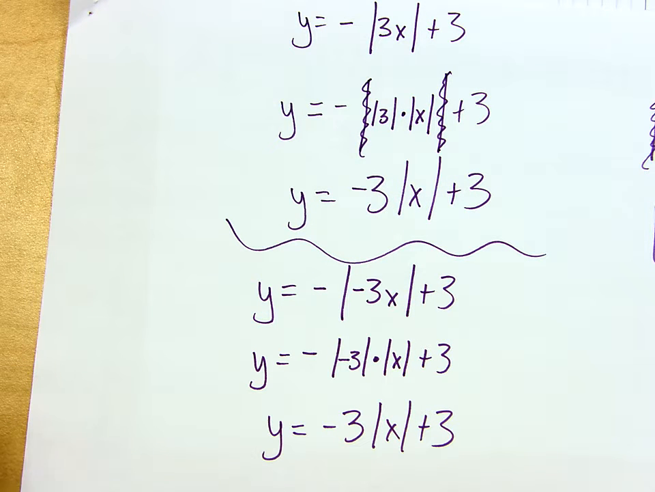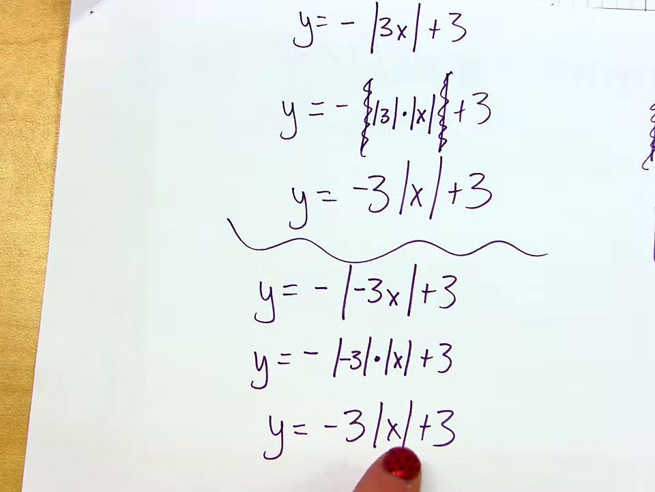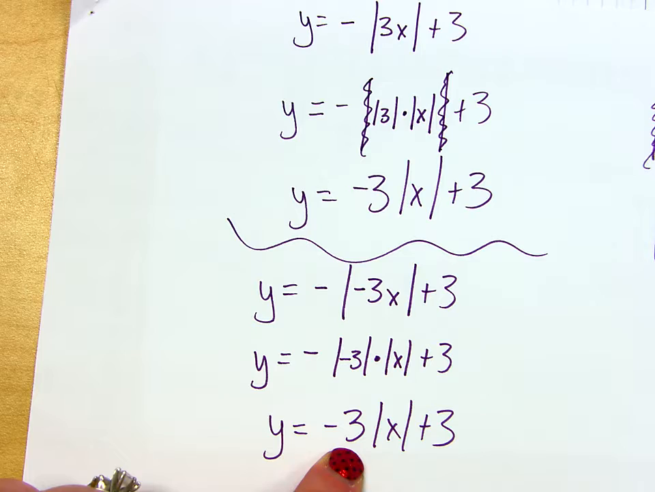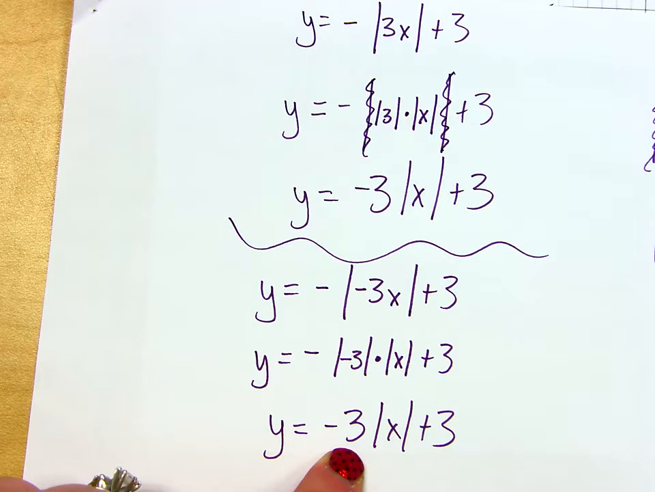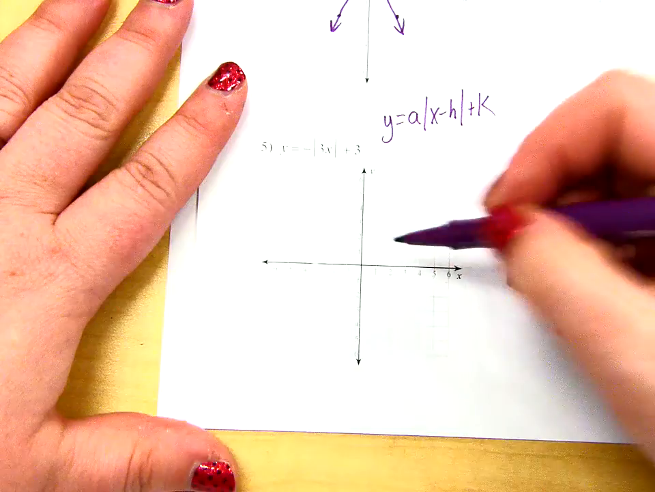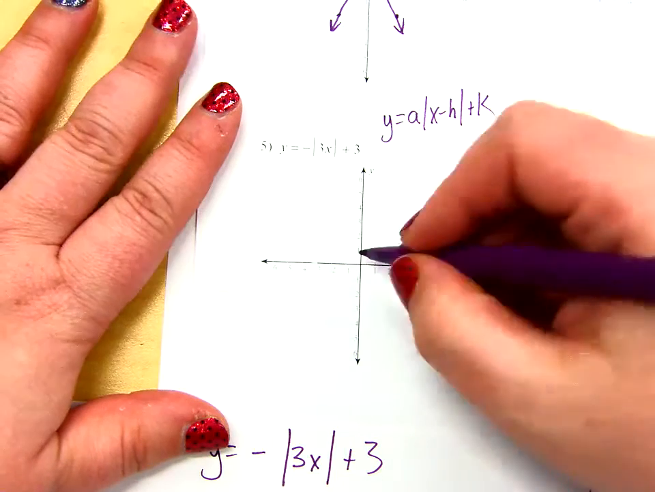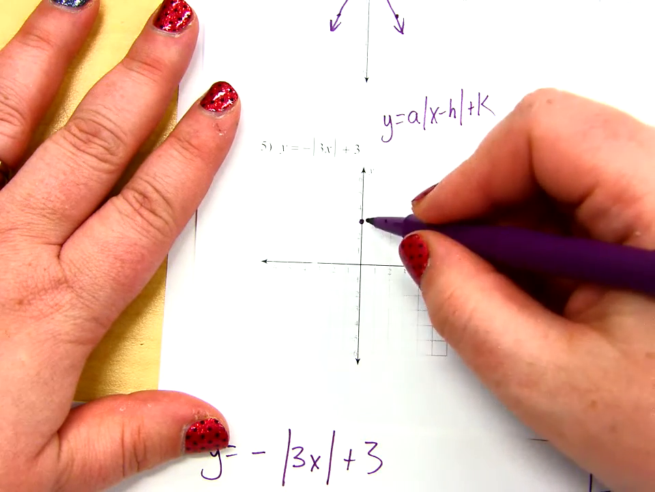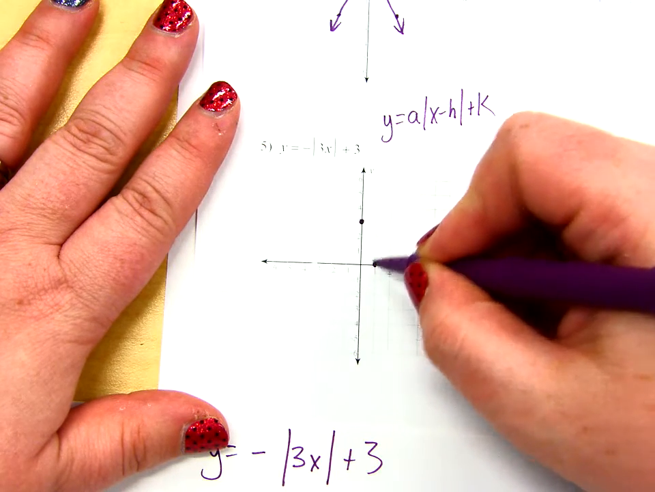And now it's in the form that I'm used to graphing. So now I can graph this one all day long. I'm going to have a vertex at 0, 3, and then the slope of the right-hand branch is just negative 3. All right, so what do we say? 0, 3, and then the slope is negative 3.